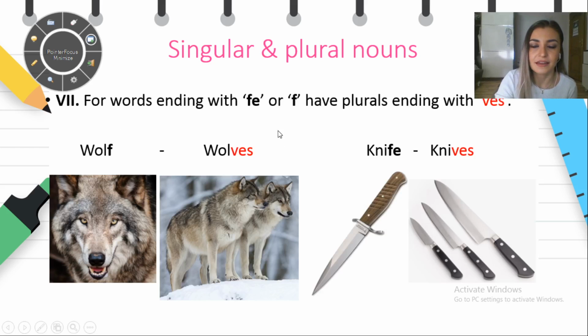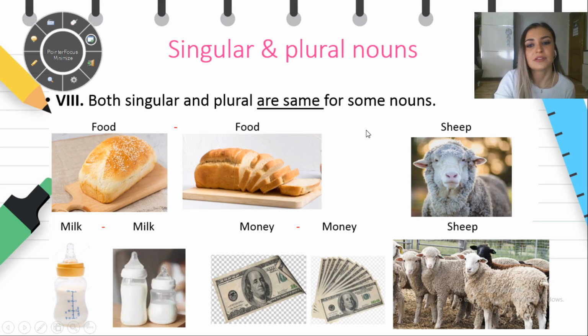Words ending in FE or F have plurals ending with VES. For example, the word wolf in plural becomes wolves. And also the word knife in plural becomes knives. Okay? And of course, some nouns in English are the same both in singular and plural.